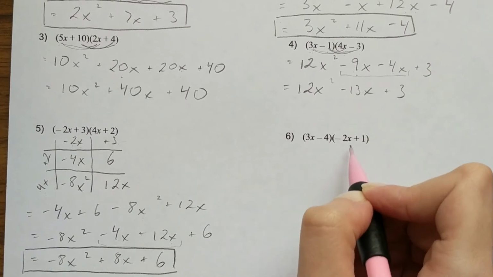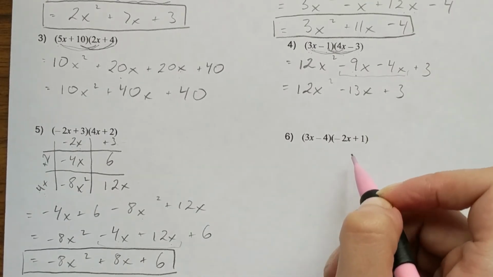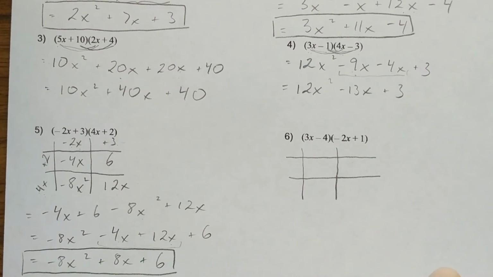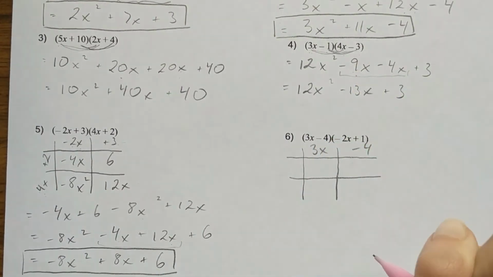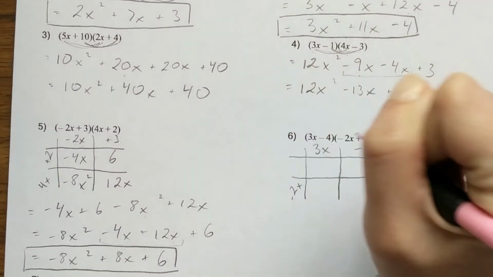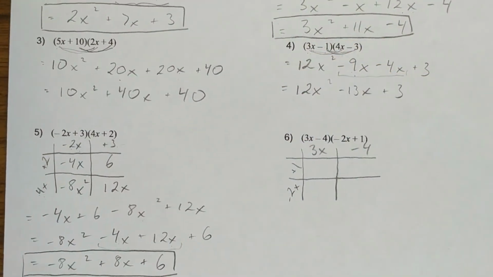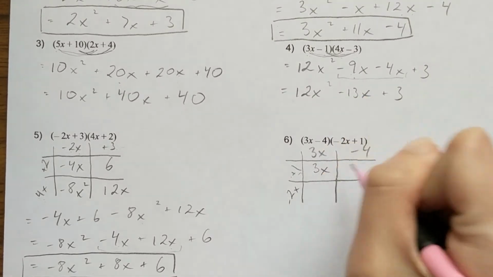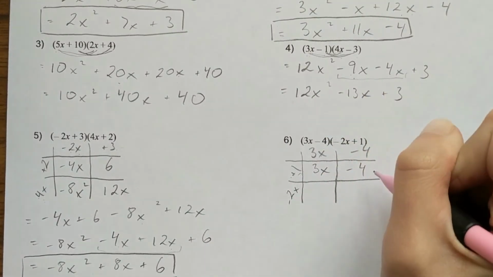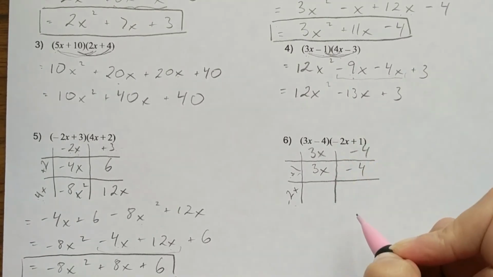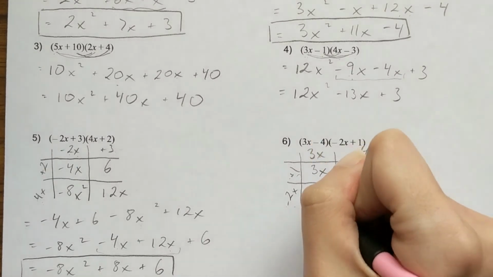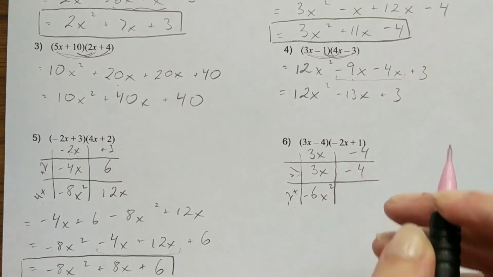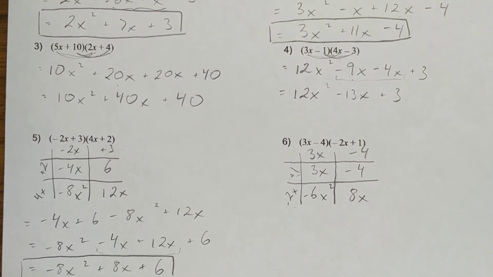Next up, I have 3x minus 4 times negative 2x plus 1. Once again, let's use the table method here. Okay, I'm going to write my 3x minus 4 across the top and negative 2x plus 1 across the side. Let's go ahead and fill that in. So I have 1 times 3x is 3x. 1 times negative 4 is negative 4. Negative 2x times 3x, well, negative 2 times 3 is negative 6. X times x is x squared. Negative 2x times negative 4 is going to give me positive 8x.